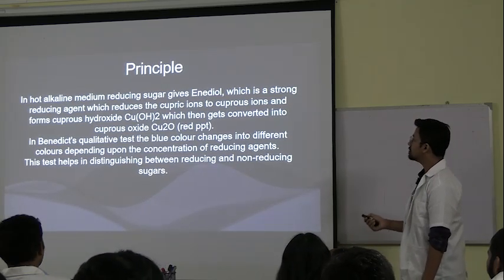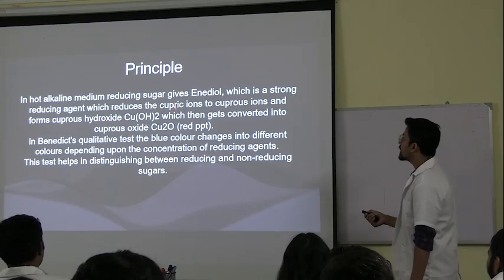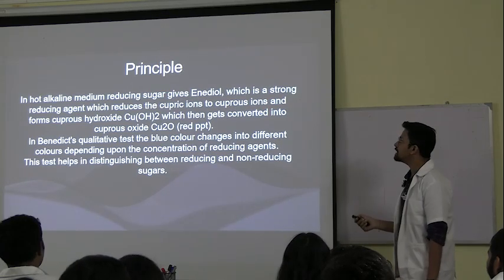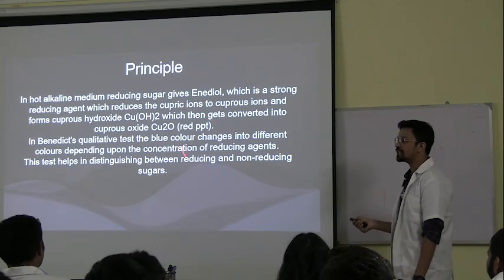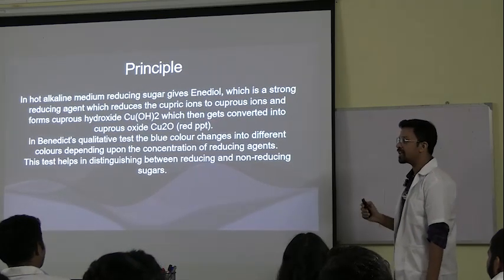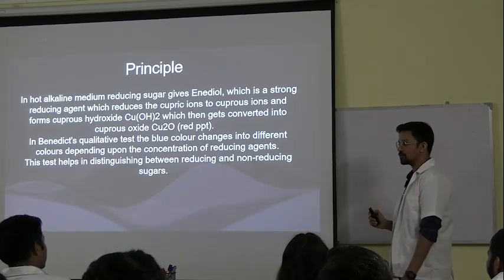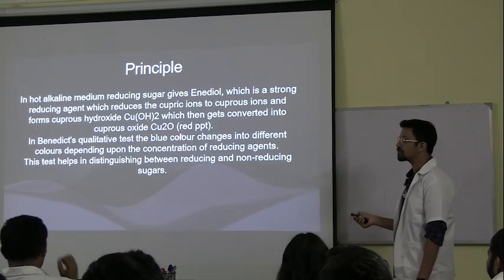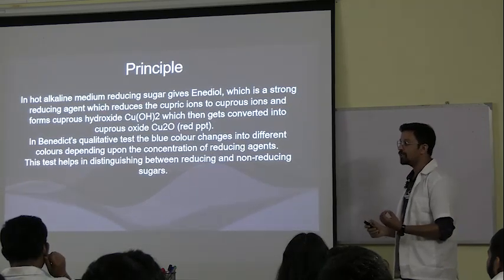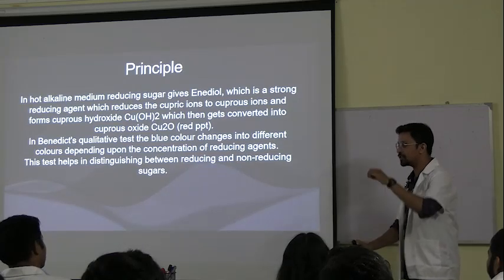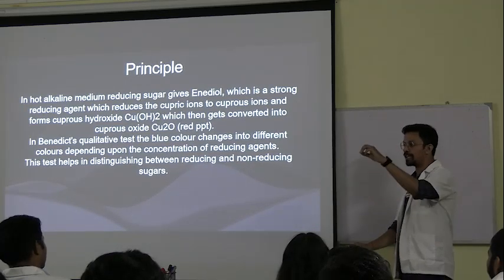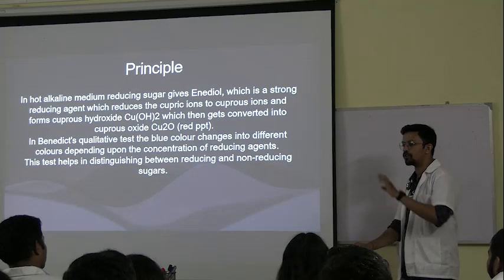In Benedict's, what I was talking, the cupric ions get converted to cuprous ions and form the cuprous hydroxide, which then gets converted into the cuprous oxide, which forms the red precipitate. Somebody asked me in the last class why this red precipitate forms. Okay, so this is the reason: this cuprous oxide is forming the red precipitate. And we don't judge the color of the test only by the red precipitate. As soon as you finish the test, after you boil, you keep the test tube for 5 to 10 minutes to cool down.